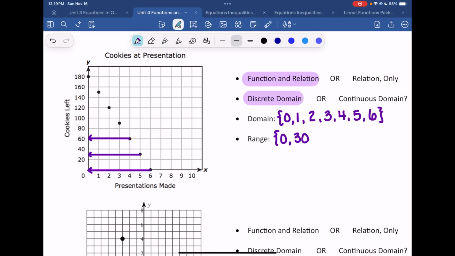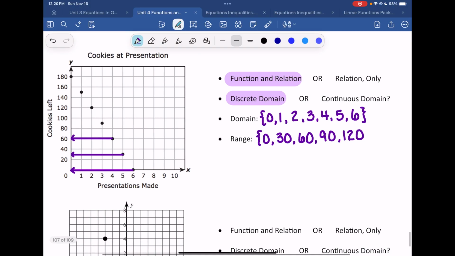Also, you'll notice that there's a constant rate of change here because 30 cookies were distributed at every presentation, but that doesn't have to be the case if you're presented with a graph like this. It could be anything. We're not just looking at linear functions, okay? All right, so I'm just going to continue here. So then it was 90, and then it's 120, 150, and 180.